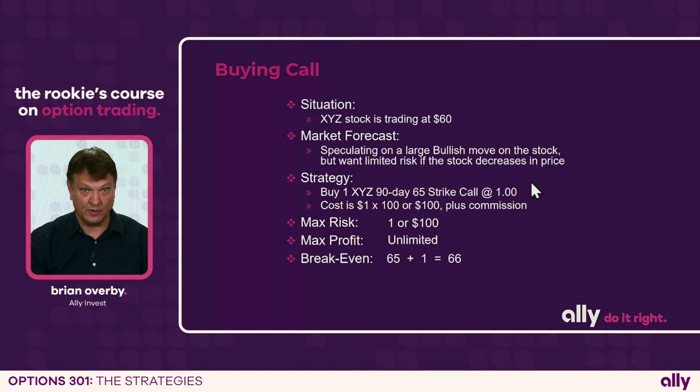Now, I even used the term speculating in the market forecast. But we wanted limited risk, so we're going to stay with just buying one option contract, right? So I'm buying one XYZ 90-day 65 strike call. It's trading for $1. Our total risk here is $1 overall, or $100 plus any commissions that we pay. Our max profit is still unlimited, but our break even is now 66.